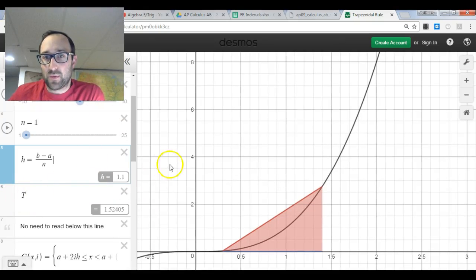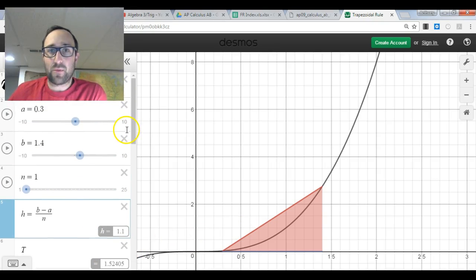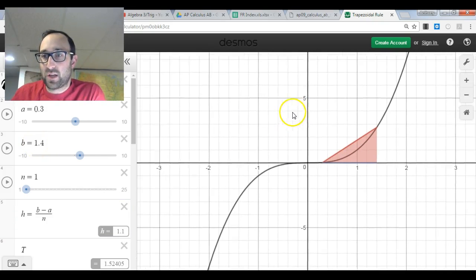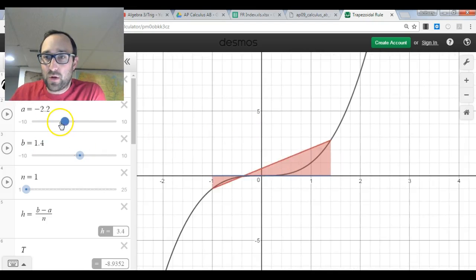Let's take a quick look at what Desmos has to say about this. We have a couple of sliders here, and I'm covering up a couple of them, but it's the function f of x equals x cubed. If we zoom out, sure enough, that looks like an x cubed.